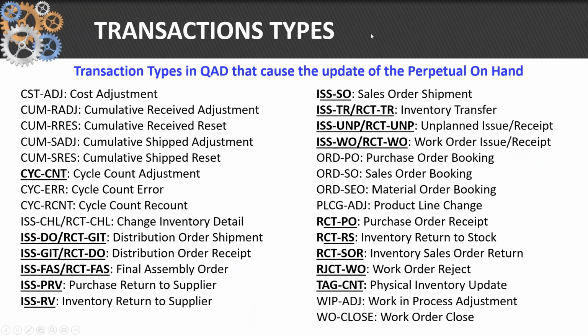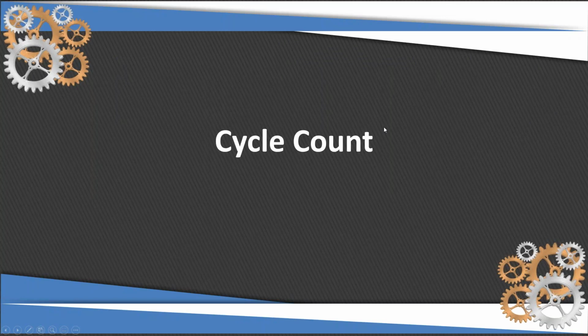And here is a list of the transaction types available in QAD. Not all of them update the quantity on hand, the perpetual record, but those that are underlined and bold actually update this perpetual record and maintain the accuracy of what we have on hand.